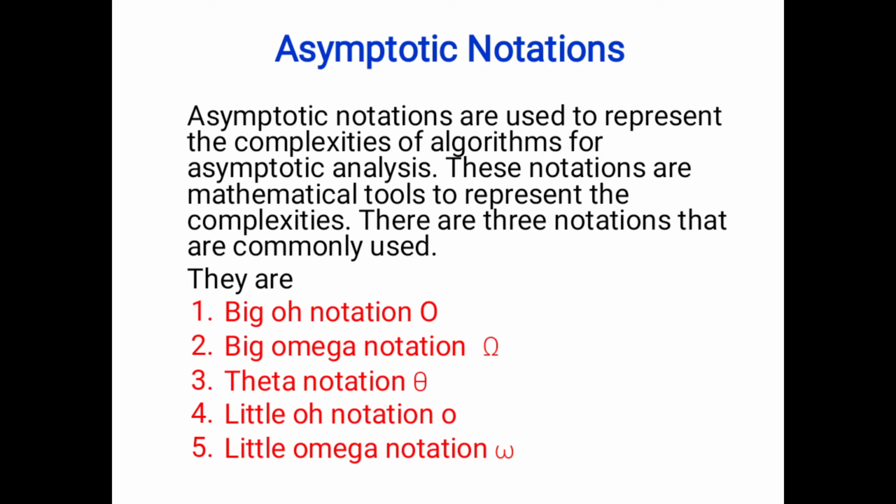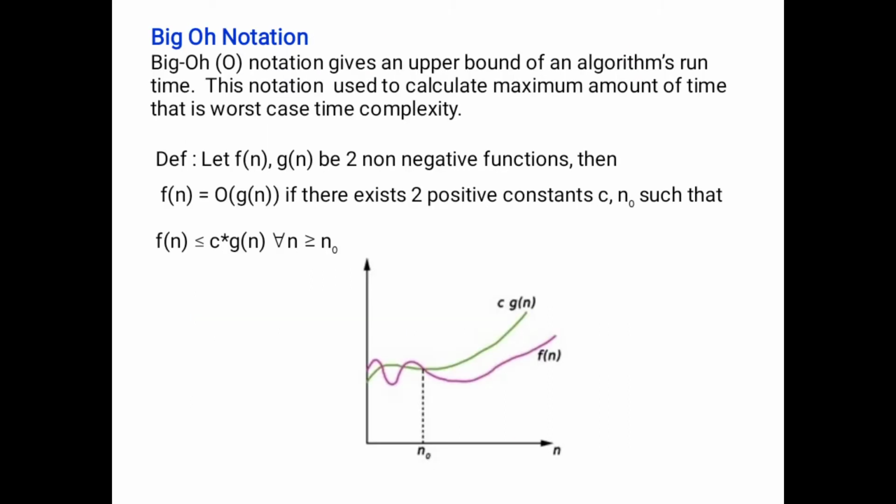Then we study frequency count or step count, used to calculate the complexity of an algorithm. After that comes asymptotic notation, a very efficient notation used for calculating complexities. The first topic is big O notation. Big O notation gives an upper bound of an algorithm's runtime. The notation is used to calculate the maximum amount of time, that is, the worst case time complexity.